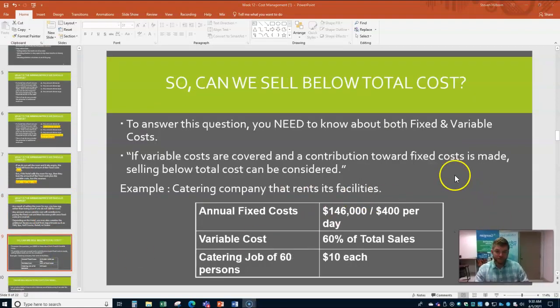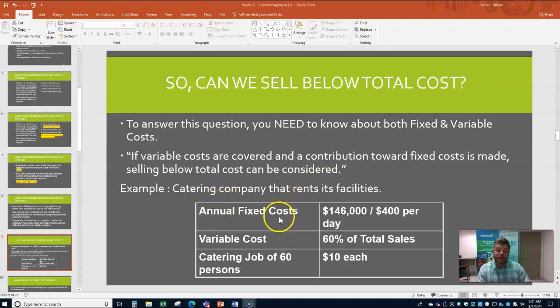So another question is, can we sell below total cost? There are a couple of things that we need to know. We need to know both fixed and variable costs. Now, fixed should be easy. It should be kind of set. Variable obviously fluctuates based on the type of business that you have. But if variable costs are covered and a contribution towards fixed costs is made, then selling below total cost can be considered. So, a catering company that rents its facilities.